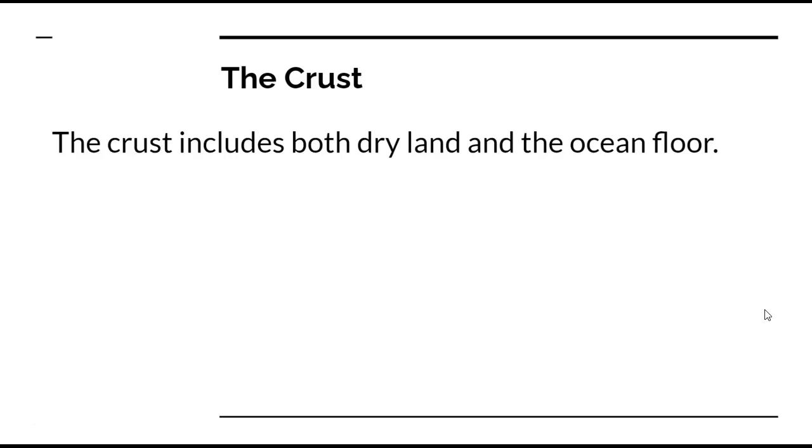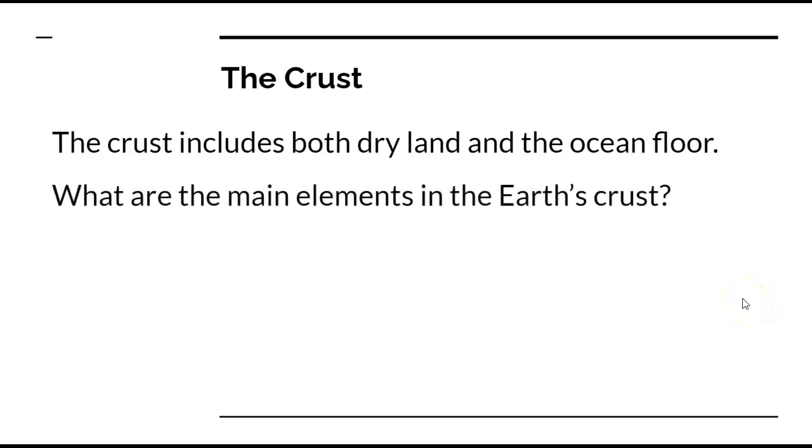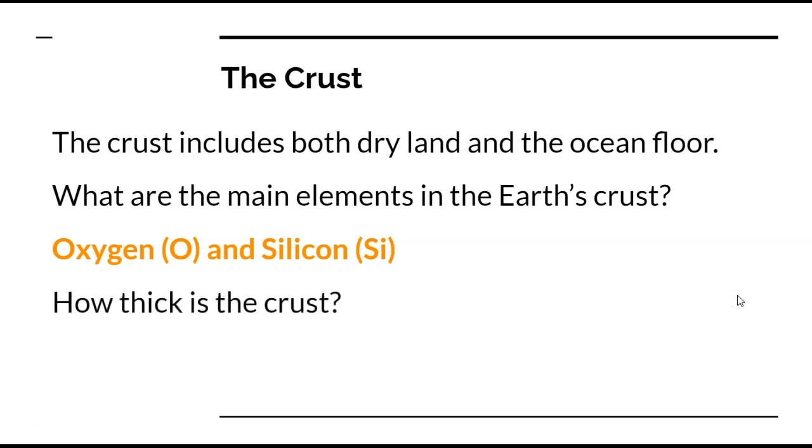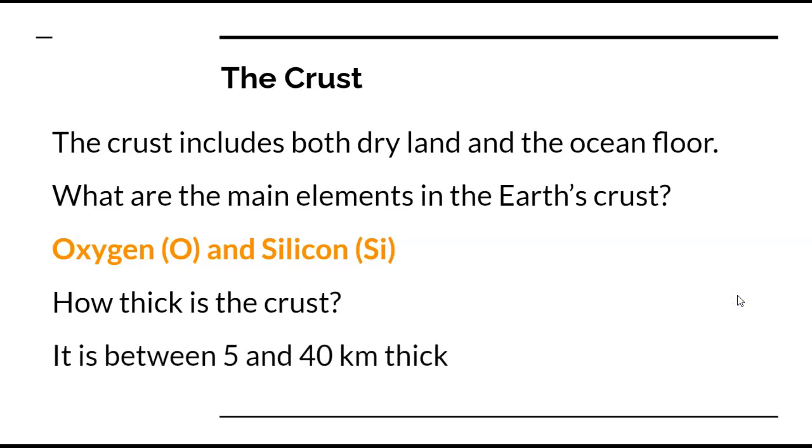The crust. The crust includes both dry land and the ocean floor. What are the main elements in the Earth's crust? Oxygen and silicon are the two main elements in the Earth's crust. How thick is the crust? It is between 5 and 40 kilometers thick.